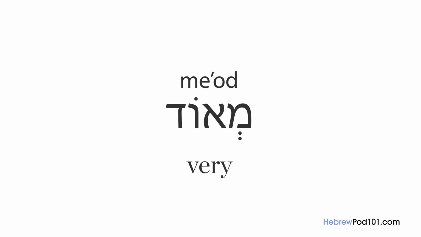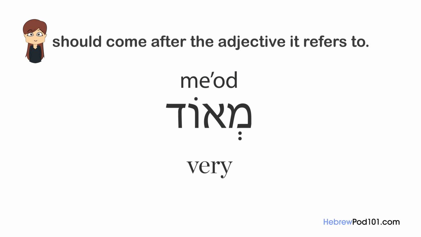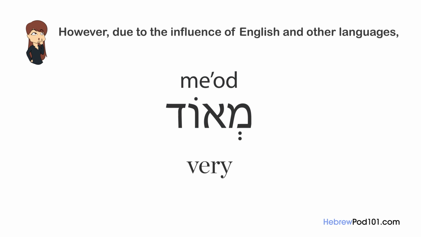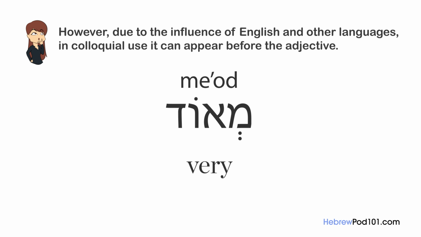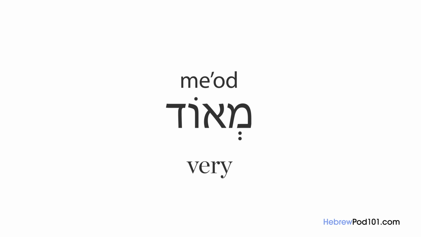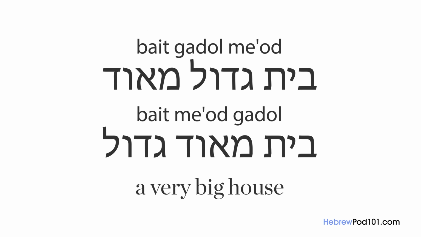The most basic one, which is the most accurate equivalent of very, is me'od. Like any other adverb in Hebrew, me'od should come after the adjective it refers to. However, due to the influence of English and other languages, in colloquial use, it can appear before the adjective. It's very simple. For example, let's look at the two ways to say a very big house, using the word me'od. בית גדול מאוד. בית מאוד גדול.